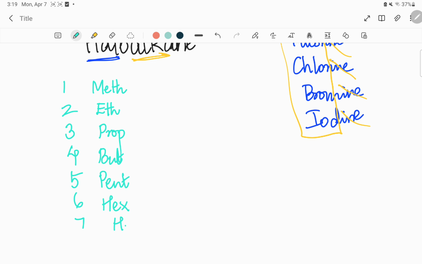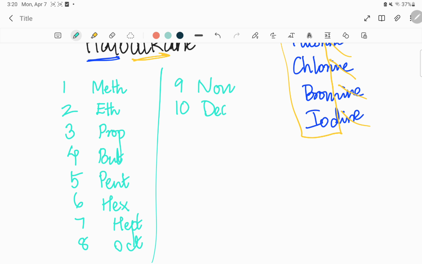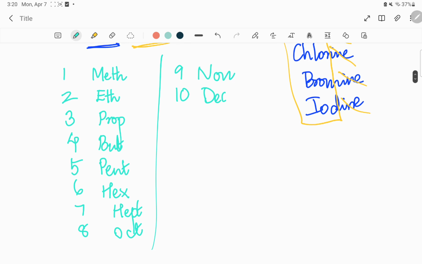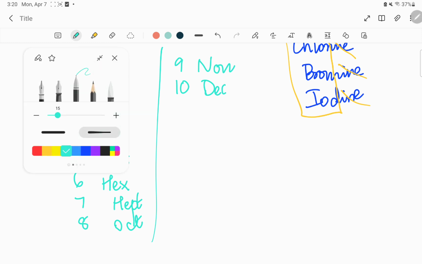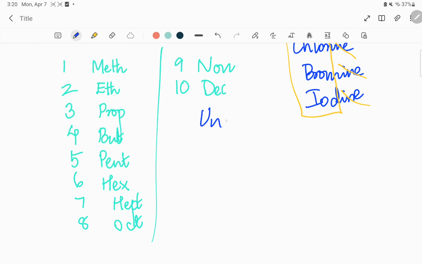For 7, we use hept. For 8, we use oct. For 9, we use non. And for 10, we use dec. These are the commonly used word roots in grade 11 and 12 chemistry. However, I will tell you two more, that is undec and dodec. Undec and dodec are the word roots for 11 and 12 carbon atoms in the chain.